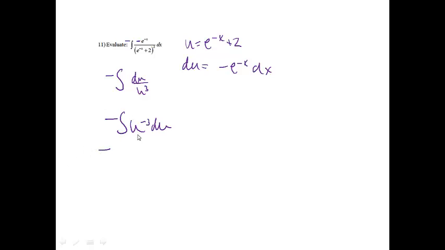Adding 1 to my power would give u to the negative 2, and then times negative 1/2 on the outside, and that will turn into 1/2 u to the negative 2. Then I'll bring my u down to the bottom, so I'll have 2u squared, so it'll be 1 over 2 times (e to the negative x plus 2) squared plus c, of course.